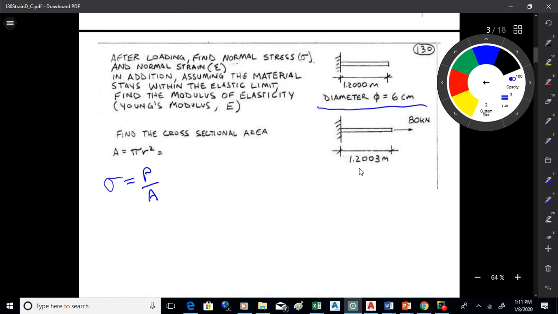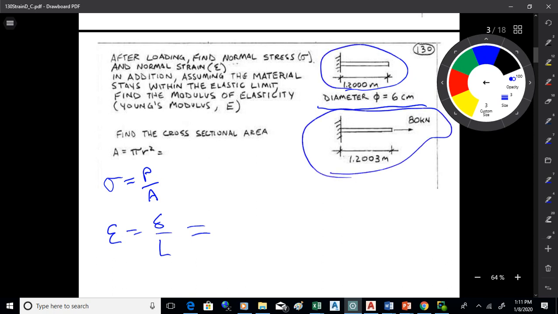So why don't we apply that to this problem here? If we want to find the strain, which is epsilon, that equals delta over L. What's delta going to be on this one? If you look at the original dimension of the bar, and then the dimension after you apply the load, what's delta, do you suppose? How much has the length changed? Yeah, not a whole lot, right? So 0.30, 3, okay? And then you divide it by the original length.